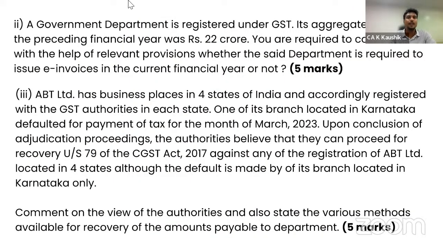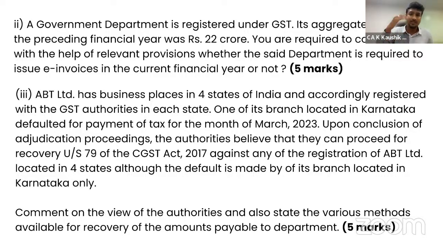The next sub question: a government department is registered under GST. Its aggregate turnover in the preceding financial year was 22 crore. You are required to comment with the help of relevant provisions whether the said department is required to issue e-invoices in the current financial year or not. Ideally, e-invoicing provisions are applicable. It was introduced in a graded manner. First, it was applicable for turnover of more than 500 crore. Then they reduced it to 250 crore, then 100 crore, then 50 crore, then 20 crore, then 5 crore. So they've reduced the turnover limit. So it is liable, but they've given certain exceptions.